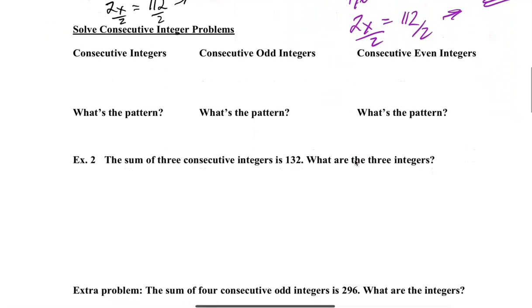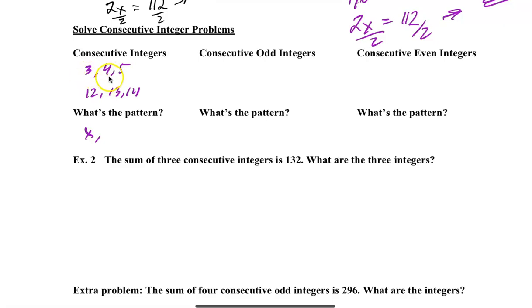Okay, last thing. How do we solve consecutive integer problems? So consecutive integers are things that go in order, like 3, 4, 5, or 12, 13, 14, right? Consecutive. What's the pattern? Let's call this x. The first one's x. How do you get the next one? Well, we just added 1 to that.